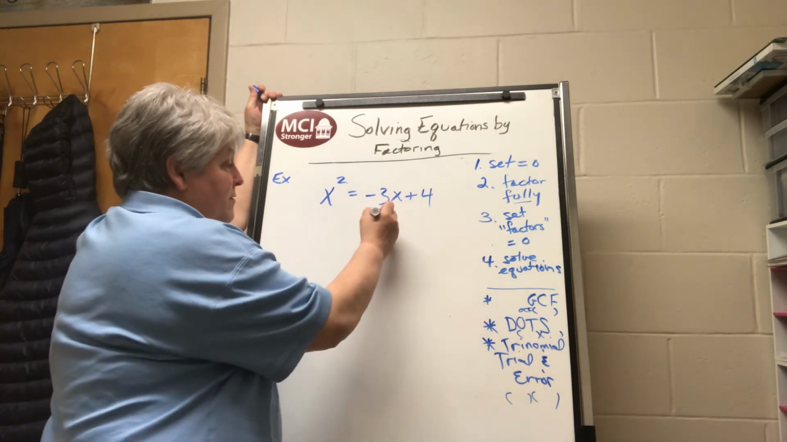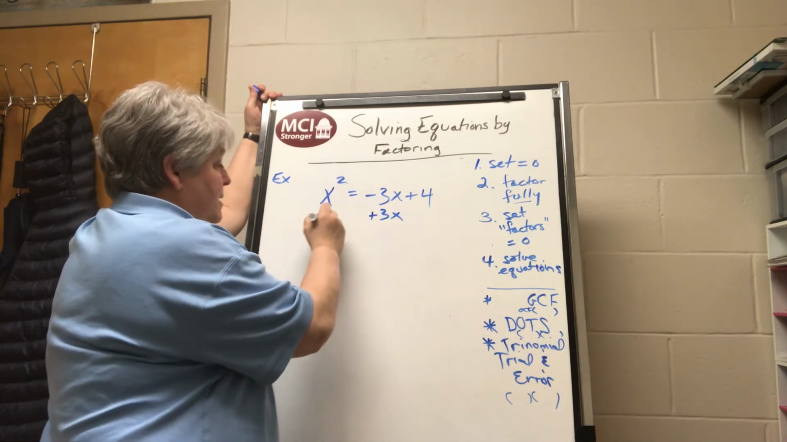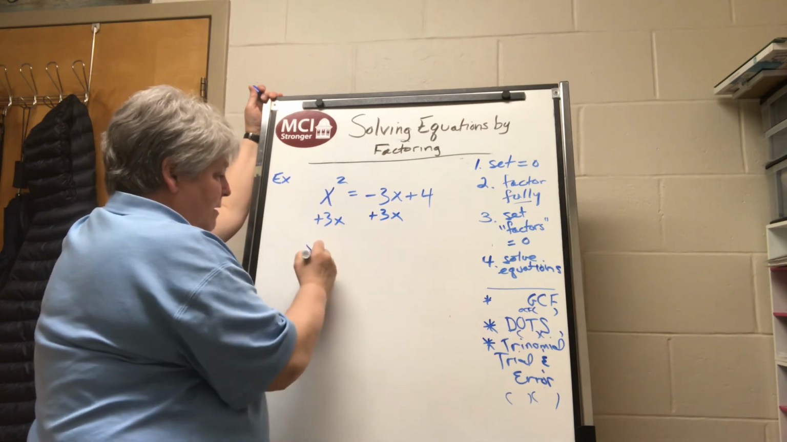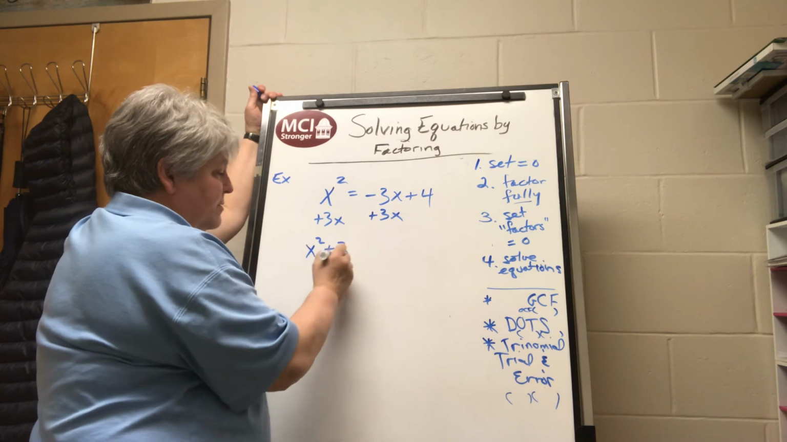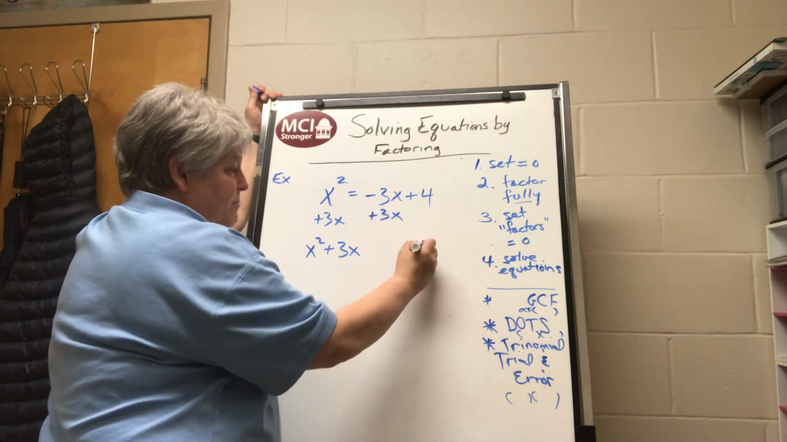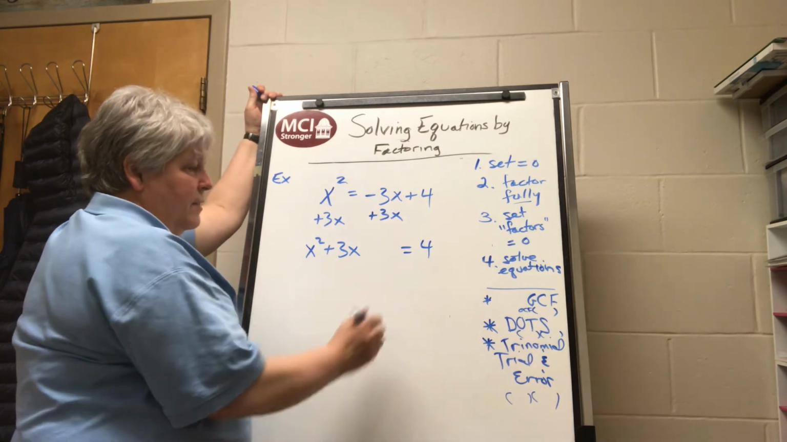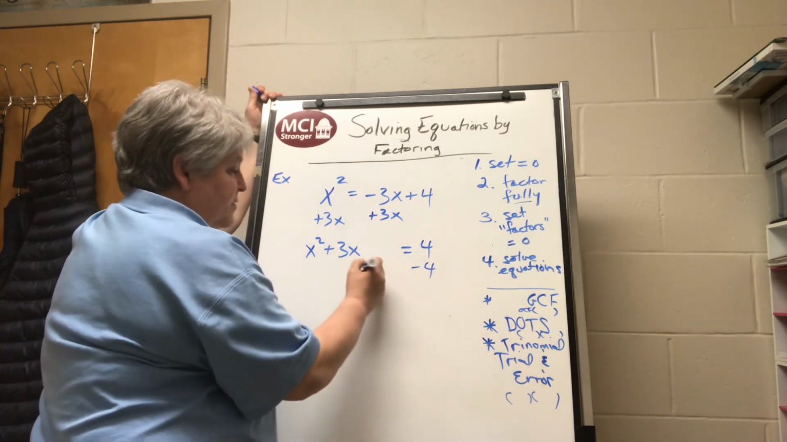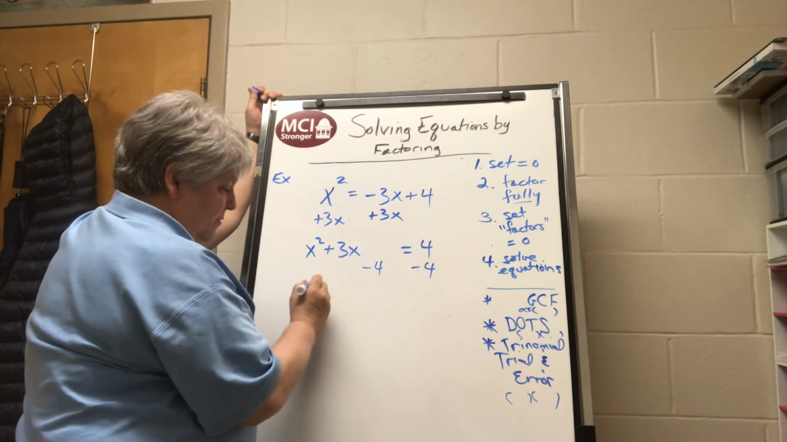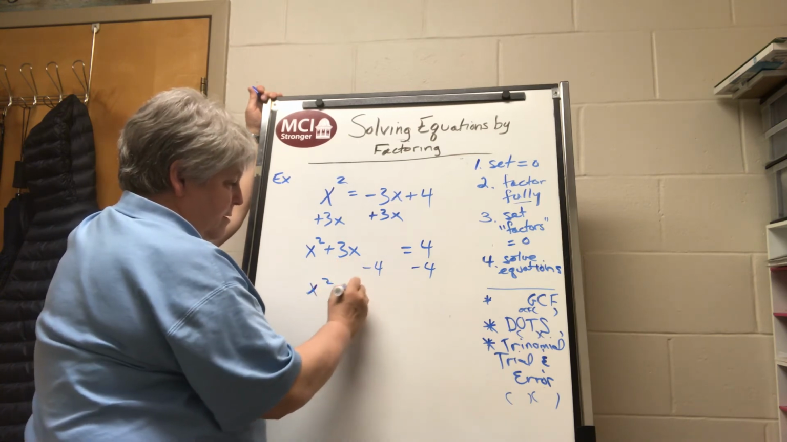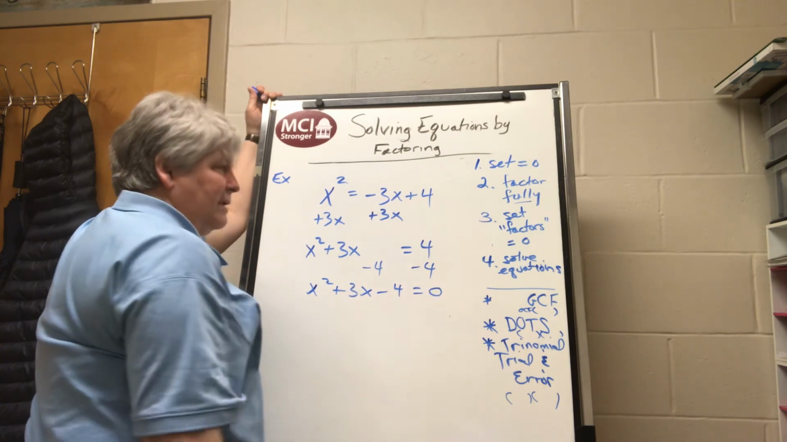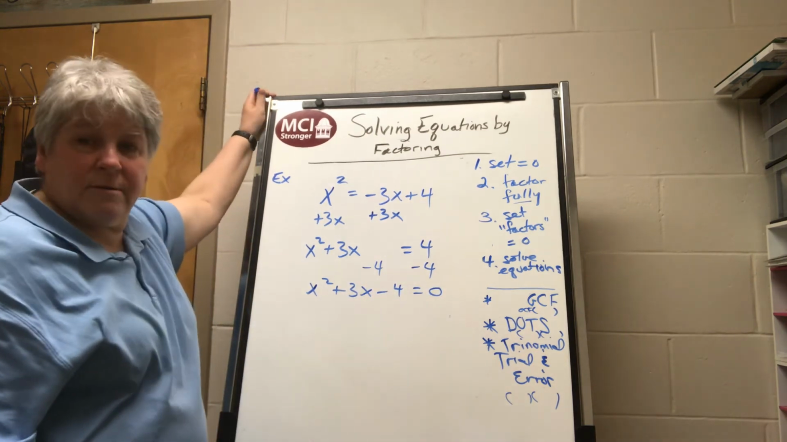So I'm going to bring this term over here. I'm not going to be able to combine these 2 terms, but I'll have x squared plus 3x. And over here I'll have just the 4 now. And then I'll bring the 4 over to this side. Again, I can't combine a number term with either of the other 2. So I'll just keep all the 3 terms. And now I have it set equal to 0.